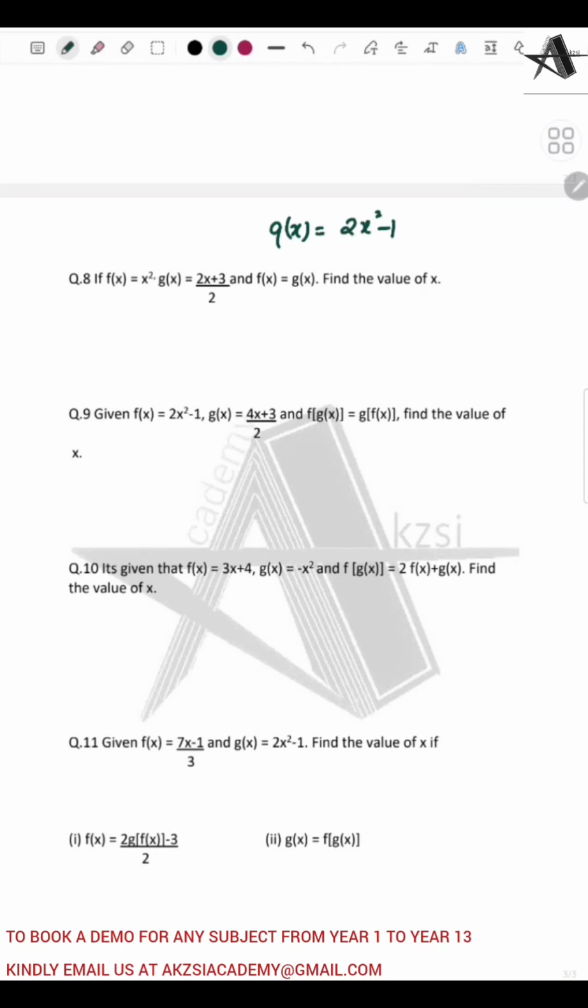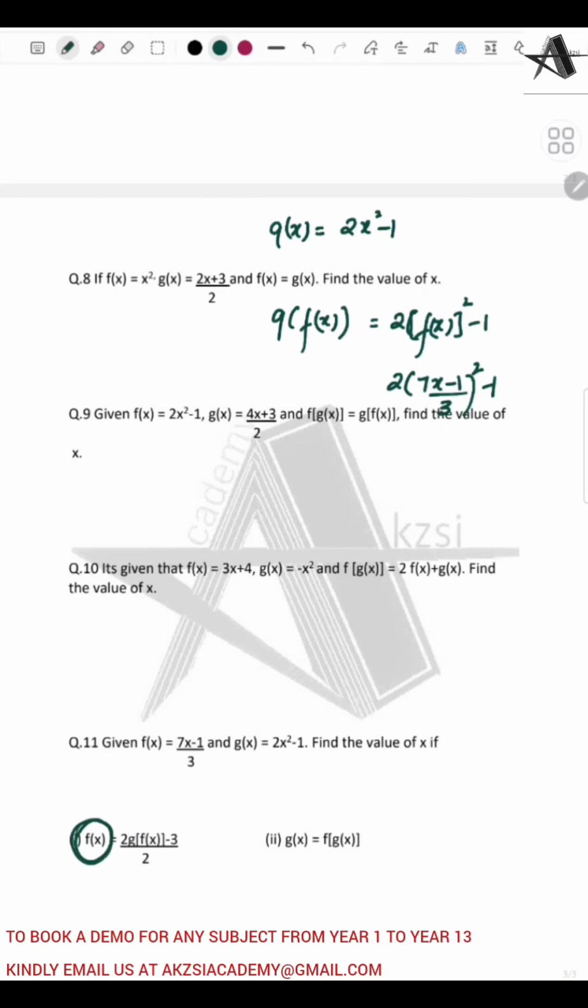And then I need to replace x with f(x), so I'll write f(x) here, and it's going to be 2 times f(x) whole squared minus 1. Now f(x) is (7x minus 1) over 3. So this will be 2 times ((7x minus 1) over 3) whole squared minus 1. So this will be the answer. I'm not simplifying it.